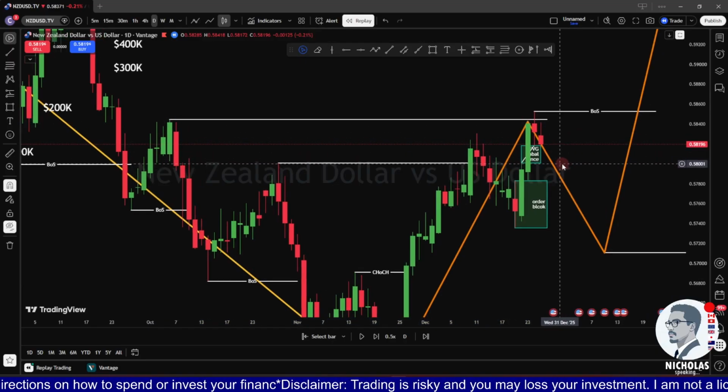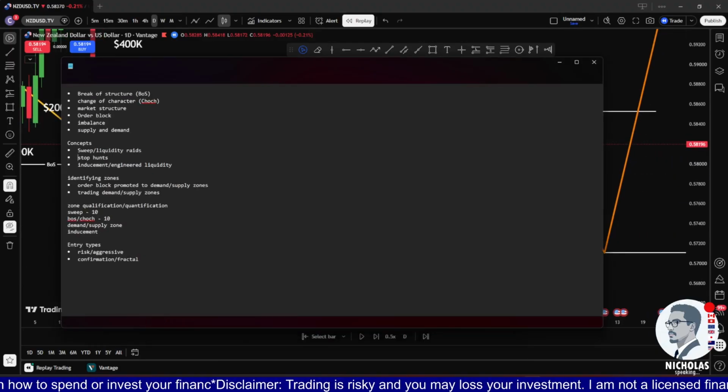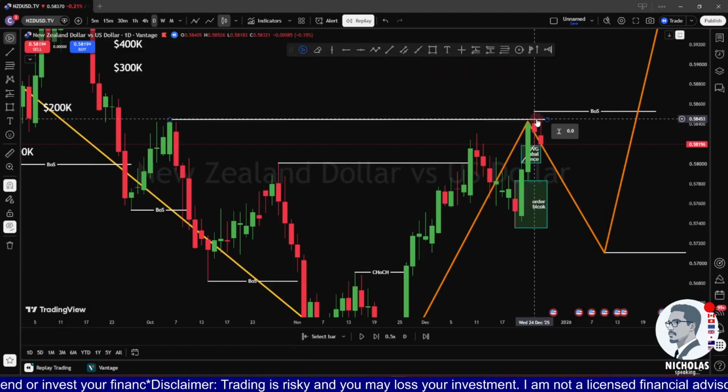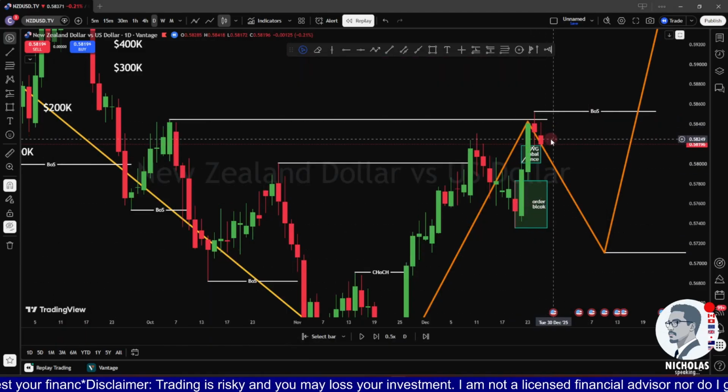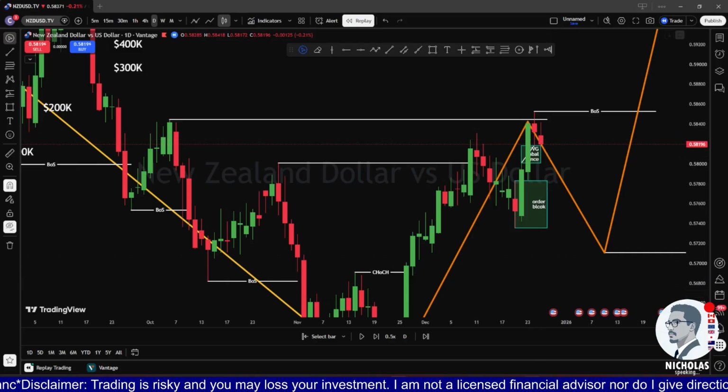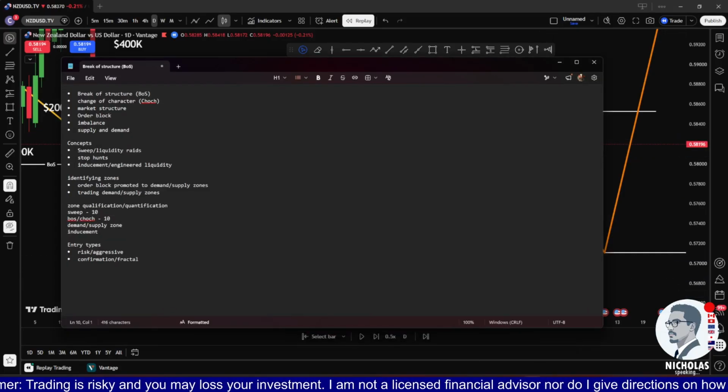So it's a liquidity sweep. It's not a stop hunt yet. It's a sweep. So price has swept. It doesn't mean price reverses, right? It just means that price went above and closed below.